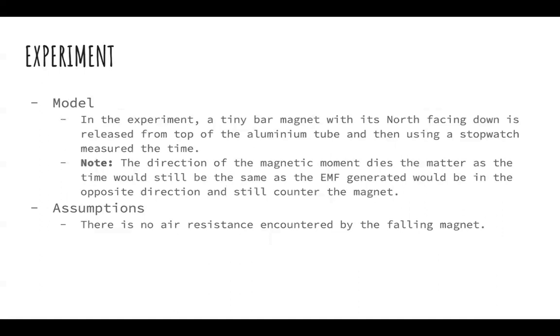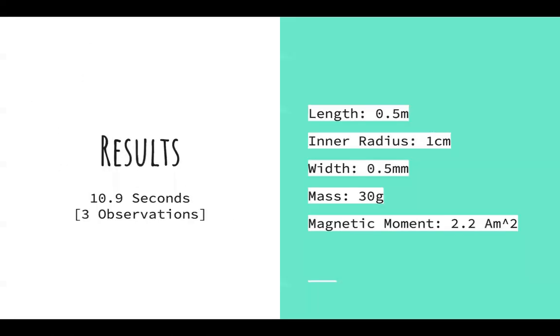So this is the experiment. We'll just drop a tiny magnet down a half meter long tube, and the orientation does not really matter because the EMF generated will always be opposite to the force, it is the magnetic moment, and so that is why the time would be exactly the same. There is no air resistance. That is our assumption.